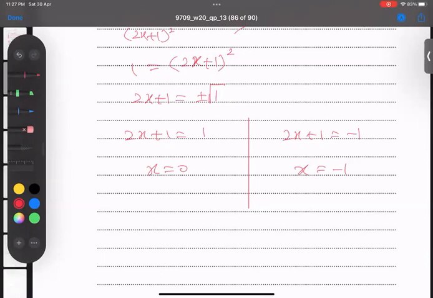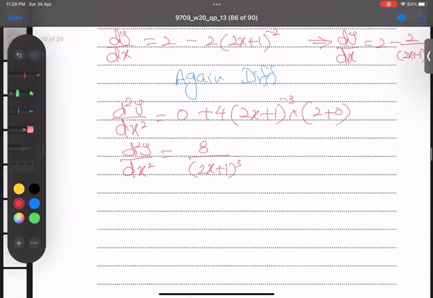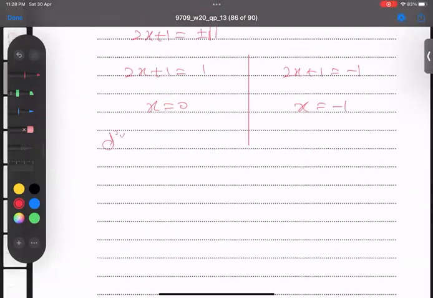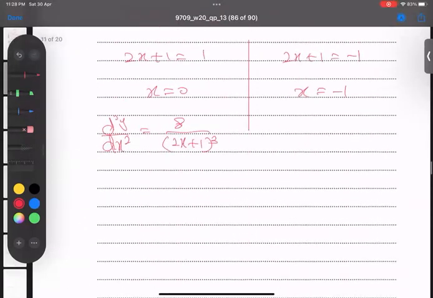So how to find the nature? Let's have a look now. First, I plug in 0. Where is the second derivative? The second derivative is here. I'll use this one. So 8 over (2x plus 1) to power 3. Recheck. Yeah, correct. Now I'm going to replace it here in both points.